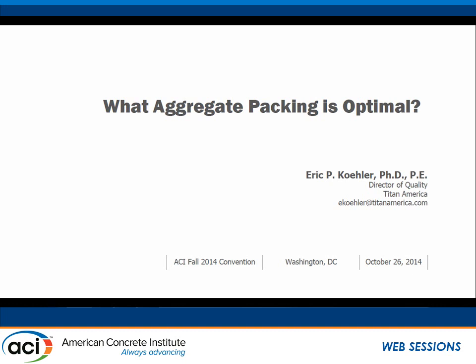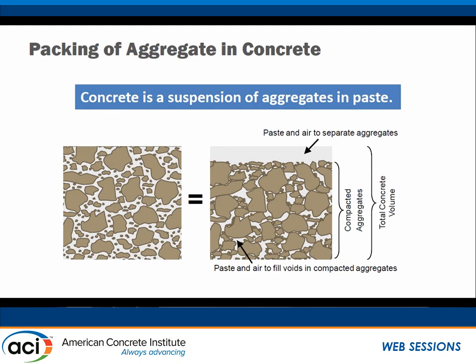And hopefully that will set up for the other speakers after me that have done a lot more work on packing models and have a lot of their own experimental data to show, to add to this. So first of all, we think about packing of aggregate and concrete to put things into context. We can think of concrete as a suspension of aggregates and paste. So the tighter that we can pack in the aggregate, the less paste and air we need, and the more aggregate we can have. And that obviously has advantages for economy, for strength and durability, and for workability.